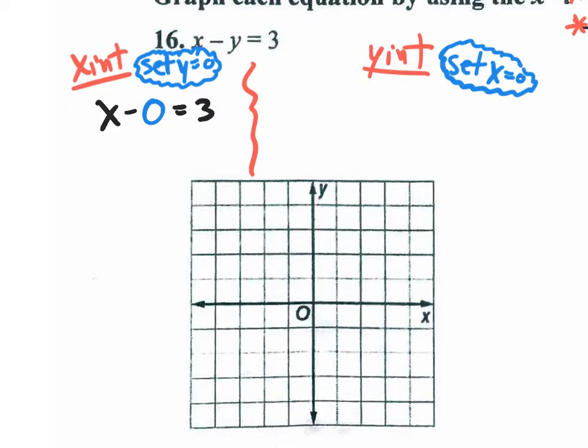And that's already solved for you, x equals 3. So your x-intercept is 3. So it crosses the x-axis at the value of 1, 2, 3 right here. Let's find the y-intercept now.